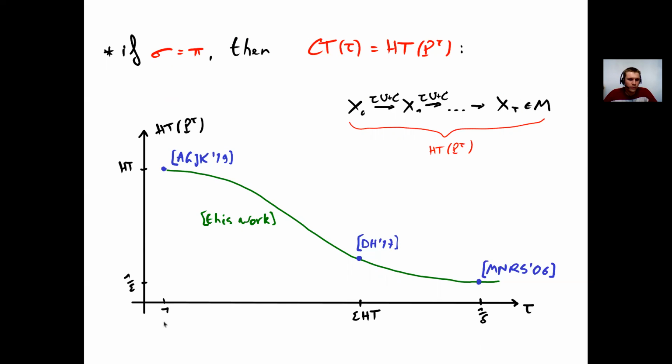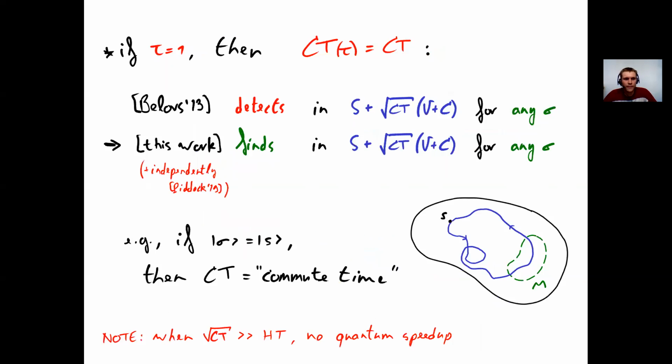So if tau is equal to 1, we just get the hitting time. If tau is equal to 1 over delta, we get 1 over epsilon, which is basically the mixing time algorithm that we discussed earlier. And then this Dohotaru-Hoyer result is in between here. Now what we show is a continuous interpolation between all these frameworks as a function of this parameter tau. This was for a special case where sigma is equal to pi.